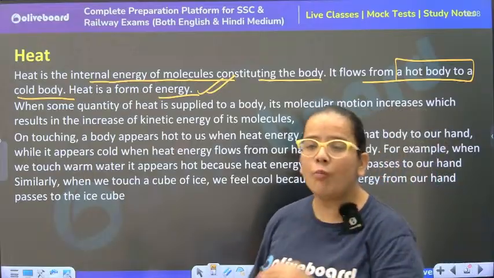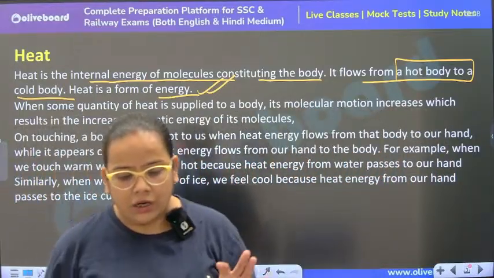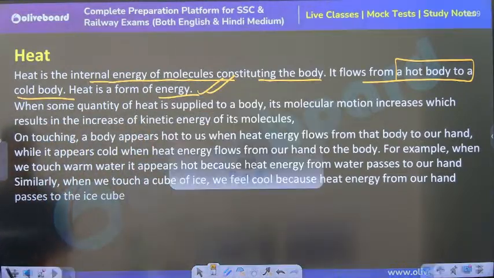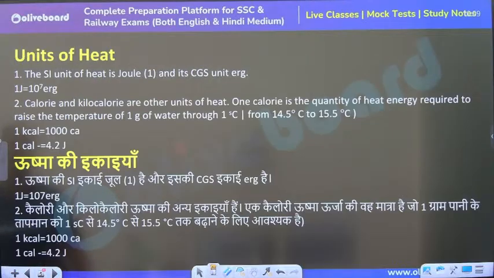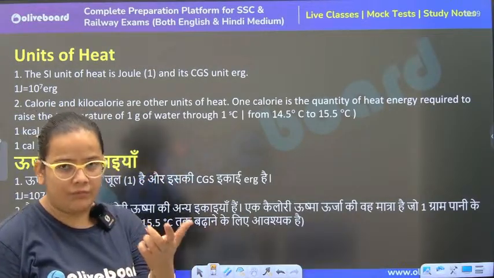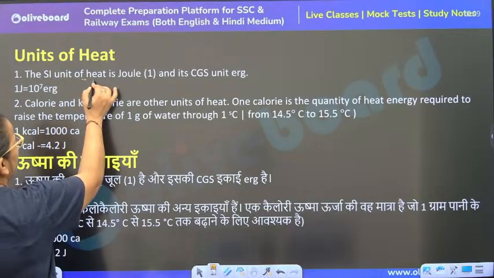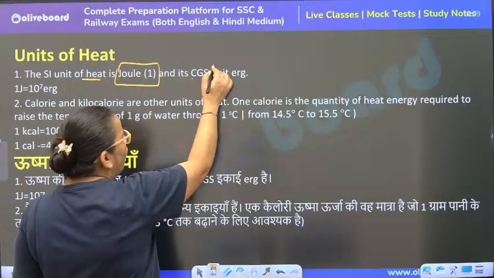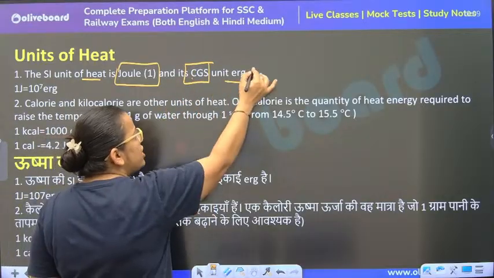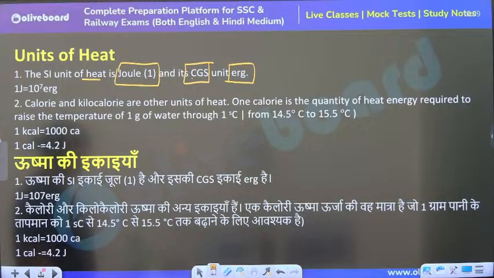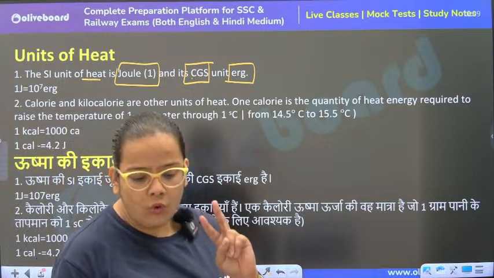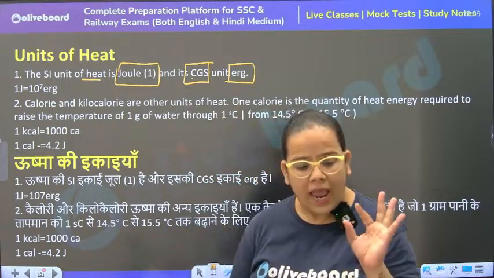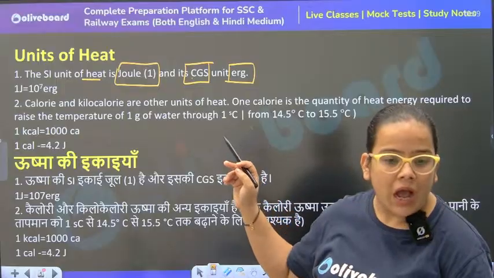Now let's talk about the unit of heat. See here, this is a complete example. Okay, leave it. Now, what is the unit of heat? The unit of heat is the joule, first of all, but this is the SI unit. What is the CGS unit of heat? The CGS unit of heat is erg. So here you need to cover two units: first is your SI unit, joule, and the second unit is erg.